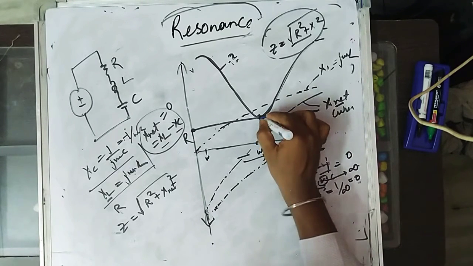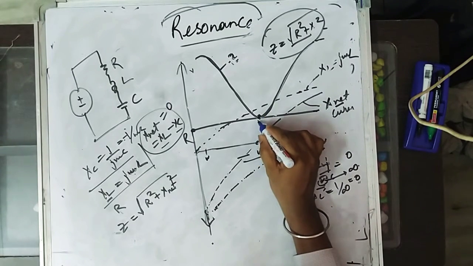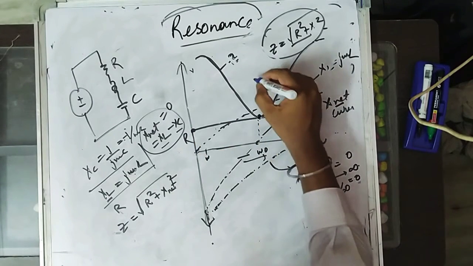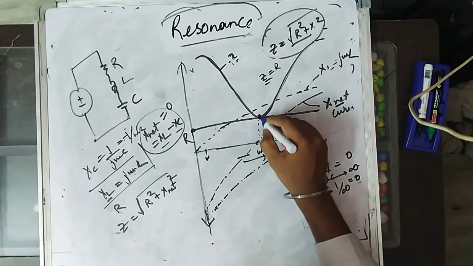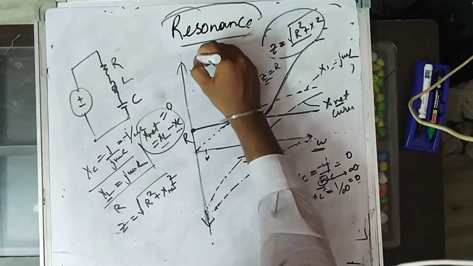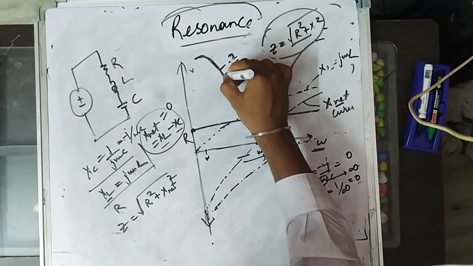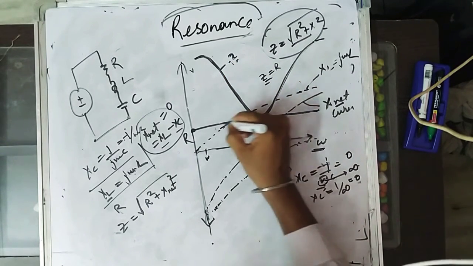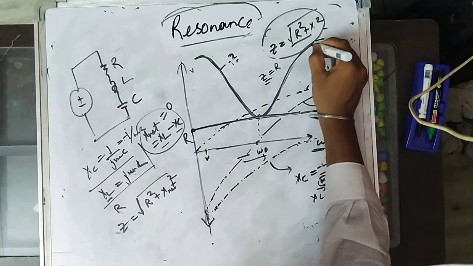This U curve will become minimum at the resonance frequency, at omega naught. That means this Z value will become the R value. If Z is equal to R, then it is called resonance. So at zero frequency this will be some maximum value. If we vary the frequency, the impedance is reducing, and at the resonance frequency it becomes R, and again if you increase the frequency it becomes some extreme value.